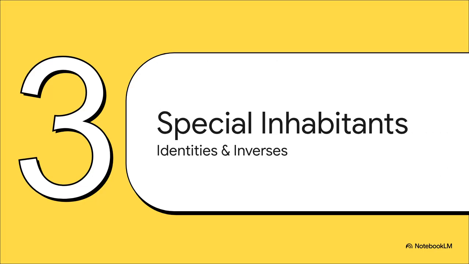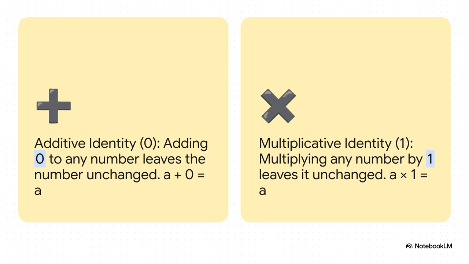Now, inside this whole universe of rational numbers, there are a couple of very special inhabitants. These are numbers that play a really unique and powerful role. So let's meet the VIPs of the rational number world. So we have two identity numbers, 0 and 1. Think of 0 as the additive identity. Why? Because when you add 0 to any number, that number's identity doesn't change at all. It's kind of like the neutral element for addition. And in the same way, 1 is the multiplicative identity. Multiply any number by 1, and it just stays the same. They're like the anchors for their operations.